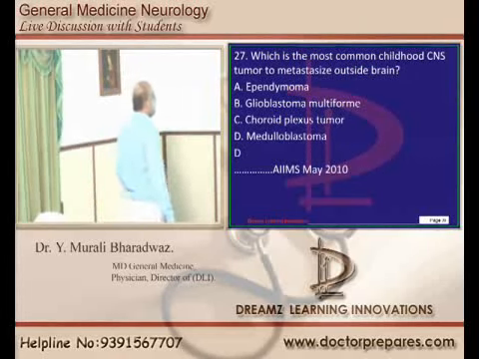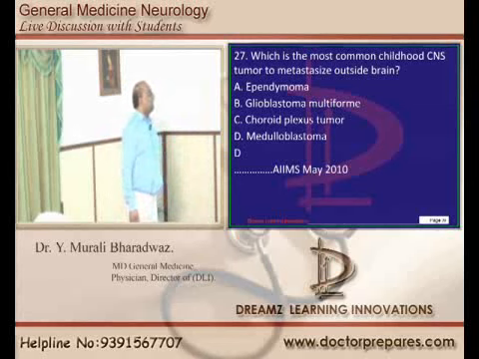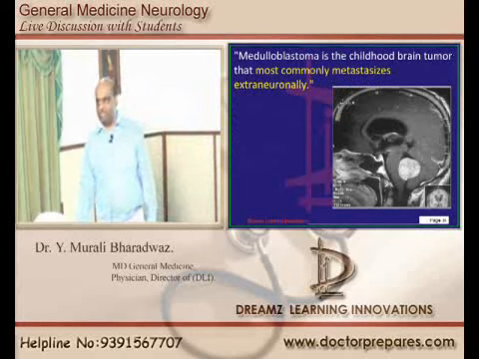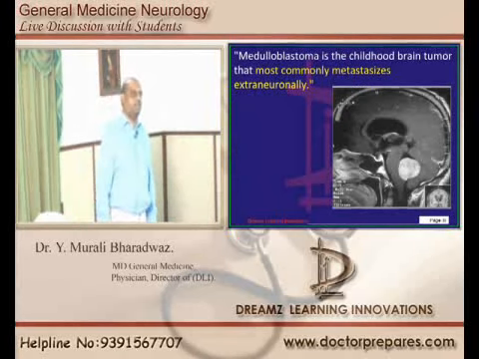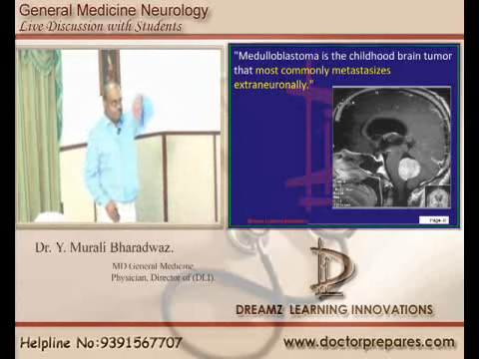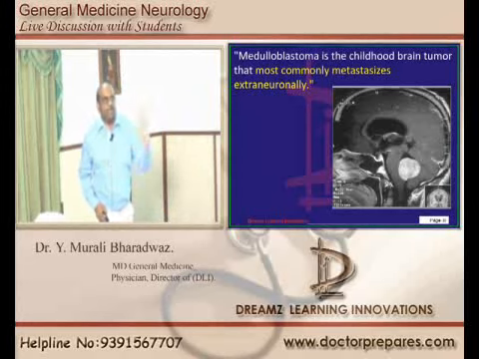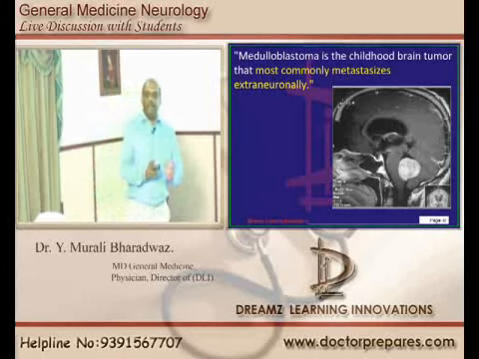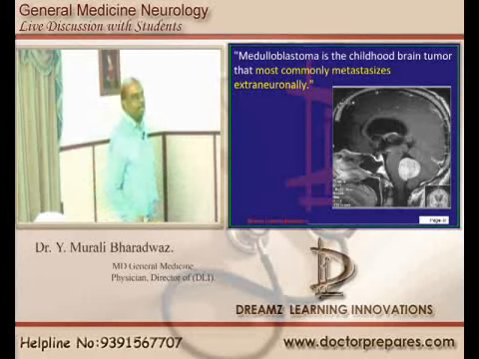Now, what is the most common tumor that can metastasize outside the brain? Now we are going to talk a little bit about most common at different stages of tumors. Brain tumors is all about most commons. Medulloblastoma, this childhood brain tumor, commonly metastasizes extraneuronally outside the brain. Through CSF it can cause drop metastasis and go out of the CNS. CNS is like a jail. Jailbreak is possible for medulloblastoma.